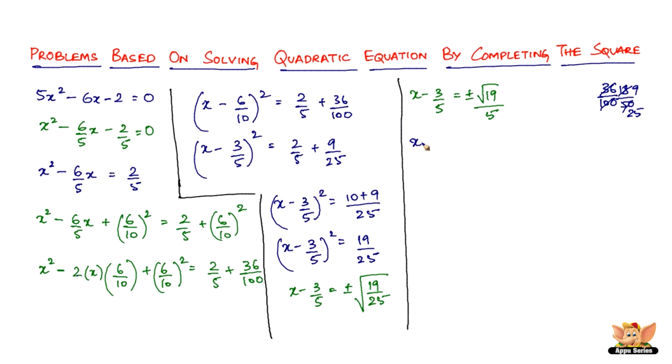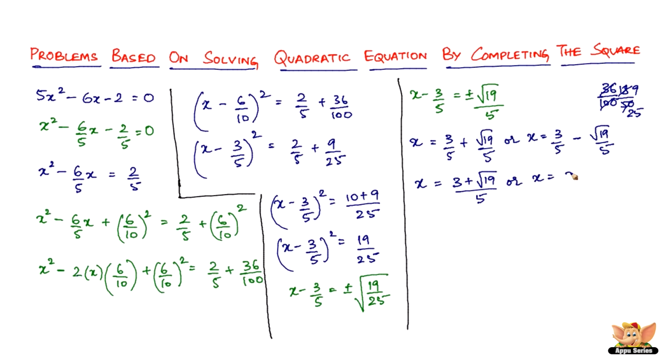So the next step is shifting the constant to the other side. So there are two options that you can get, the two kinds of answers, right? One is x equals 3 by 5 plus root 19 by 5, or x equals 3 by 5 minus root 19 by 5. So here we are, since the denominators are the same, we can write the numerators in the same line. So x equals 3 plus root 19 divided by 5, or x equals 3 minus root 19 divided by 5. So here we've got the roots of the equation that we were given here, 5x squared minus 6x minus 2 equals 0. So here are the roots.